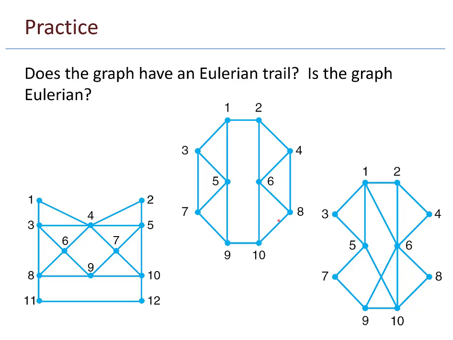Does the graph have an Eulerian trail? Is the graph Eulerian? Go ahead and pause the video, take a look at these, come to your decisions, and then start again when you're ready to check your work. All right, let's take a look. On the left, every vertex has even degree, so this definitely has an Eulerian circuit. And it's fun just to try to make one. How about if we start at 11, see if we can trace everything and end back at 11.